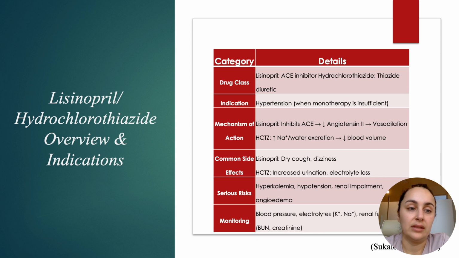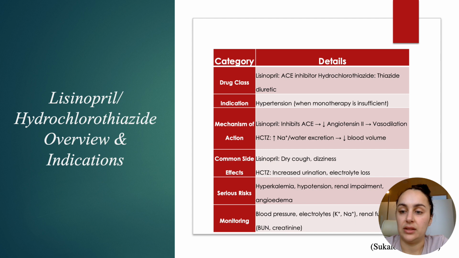I'll review lisinopril hydrochlorothiazide, which is a combination drug used to treat hypertension, especially when monotherapy is ineffective. Lisinopril is an ACE inhibitor that relaxes blood vessels by blocking angiotensin II formation, while hydrochlorothiazide is a thiazide diuretic that reduces fluid volume by increasing urinary sodium and water excretion. This dual action lowers blood pressure and reduces cardiovascular risk.